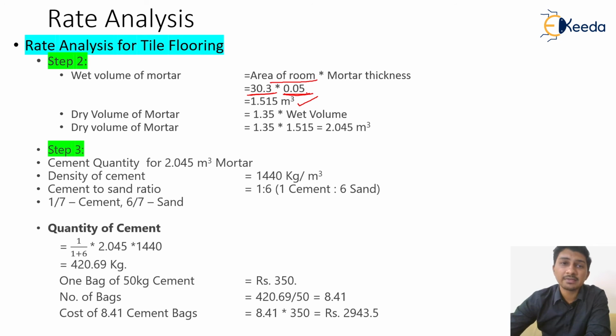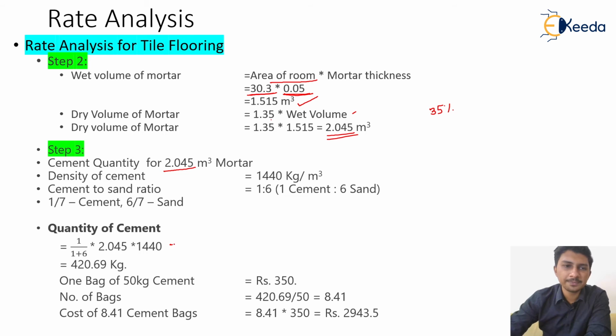Now how are we going to get the dry volume? As we have discussed in the previous brickwork and other mortars, we need to add 35% extra, that is 1.35 into the wet volume. The dry volume comes out to be 2.045 meter cube. So now how are we going to calculate the quantity of cement for this 2.045 meter cube of mortar, same as the previous one?